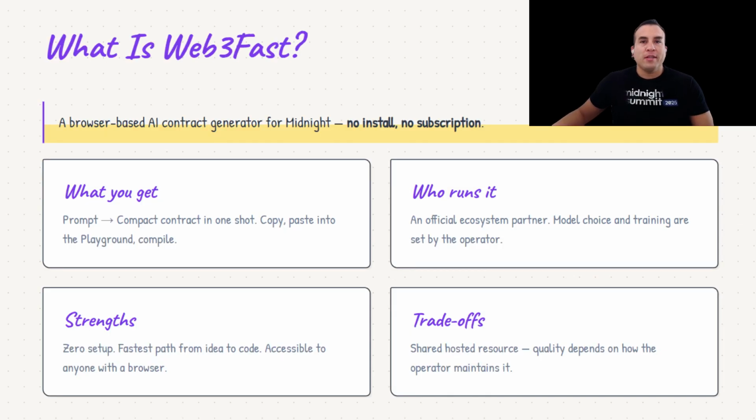Web3 Fast is a website. You go to the URL, you type a description of a contract. It spits out compact. That's the whole product. Free, no account, no install, which is really its superpower. Anyone with a browser can start building on Midnight in 30 seconds. It's an official ecosystem partner listed in the awesome DApp collection.